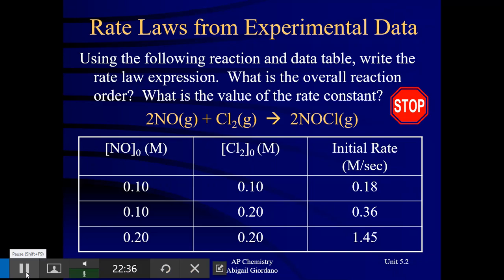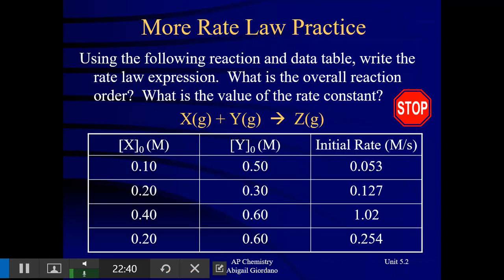Okay. So to make sure you have got this, I want you to try one more question completely on your own. I want you to pause the video and try it. I want you to find the rate law, the overall reaction order, the value of the rate constant, and its appropriate units. Go. All right, let's see how you did.